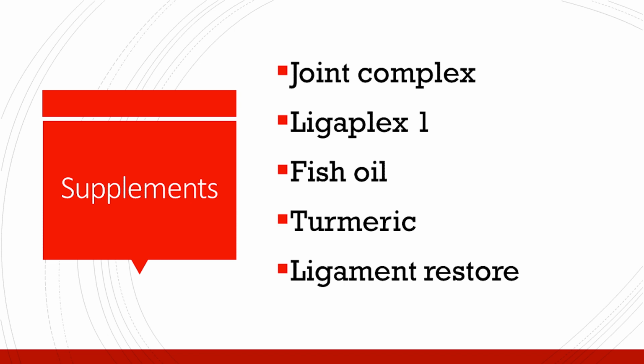The Ligaplex 1 is a good supplement for new injuries, really helps promote healing of strained sprain injuries. So that's something we take right away. Fish oil and turmeric are great natural anti-inflammatories. Everyone should be taking fish oil for a host of benefits. There's heart benefits, there's anti-cancer benefits. So that's something everyone should be taking to begin with. And then finally, Ligament Restore is a really good kind of ligament and tendon health supplement to be taking as a preventative.